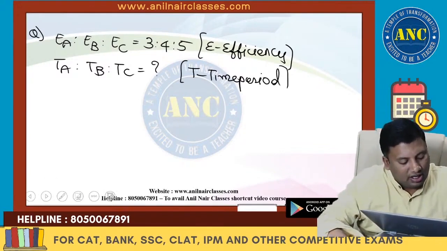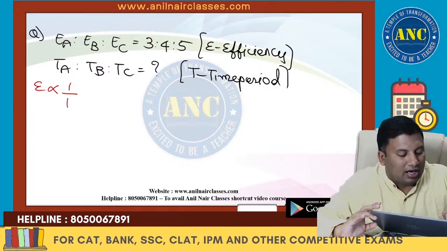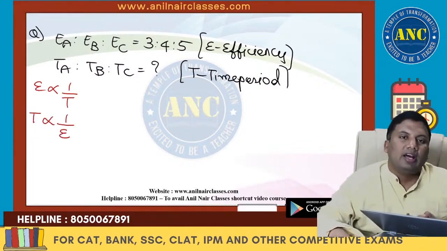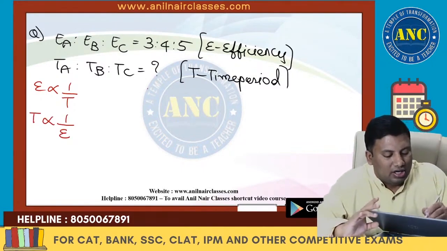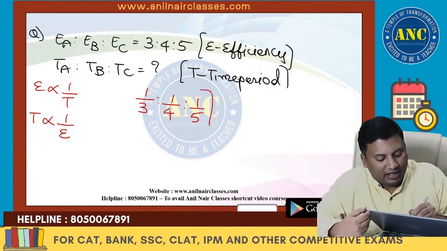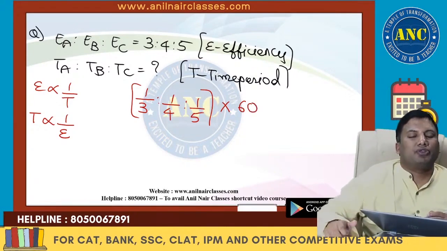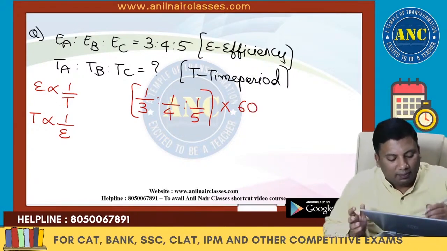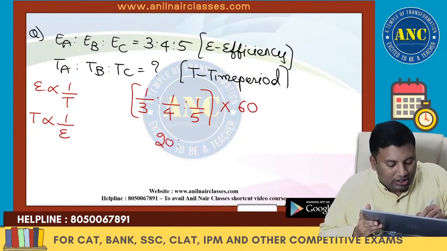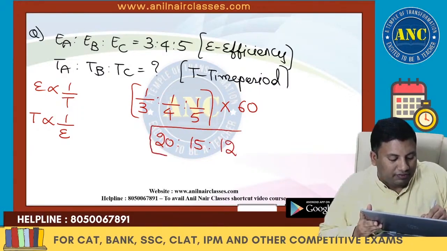Efficiency ratio is 3 is to 4 is to 5. Efficiency and time are inversely proportional to each other. Our time and efficiency reverse, this value can be changed. So this will become 1 by 3 is to 1 by 4 is to 1 by 5. Convert into integral values. Take the LCM. LCM of 3, 4, 5 it is 60. Multiply by 60. So 20 is to 15 is to 12.